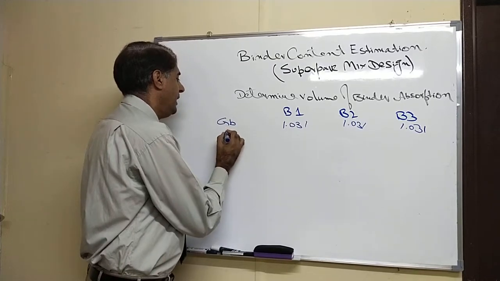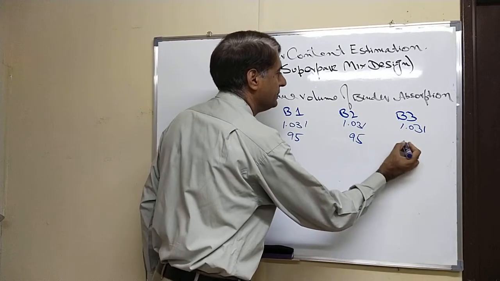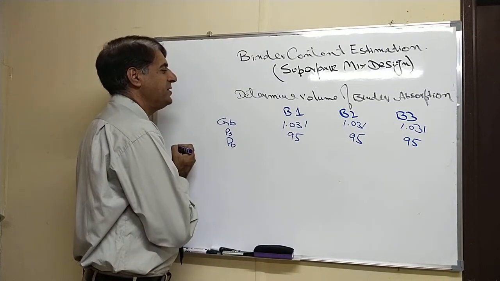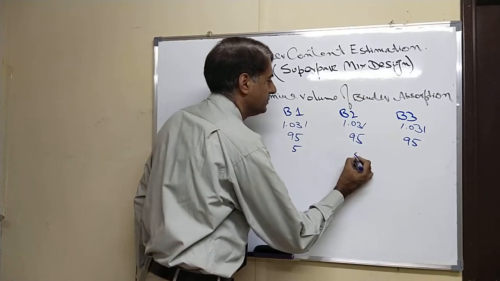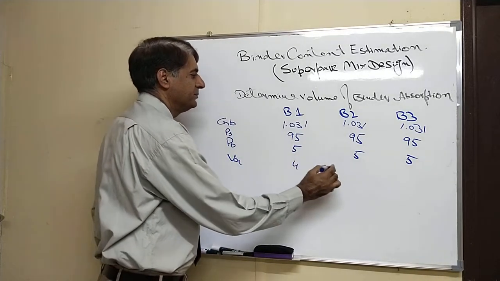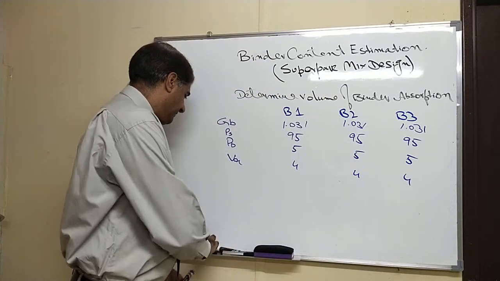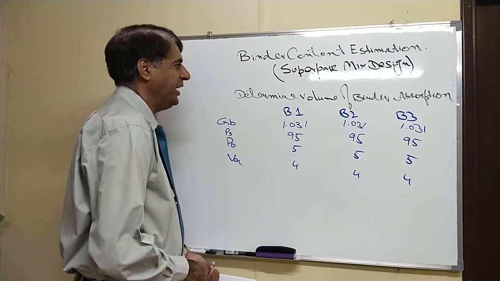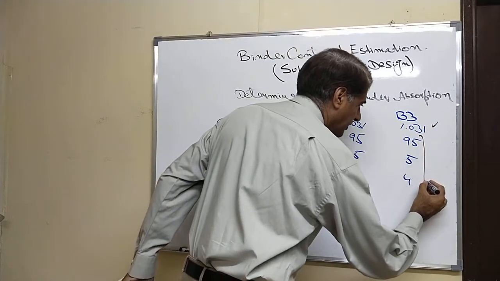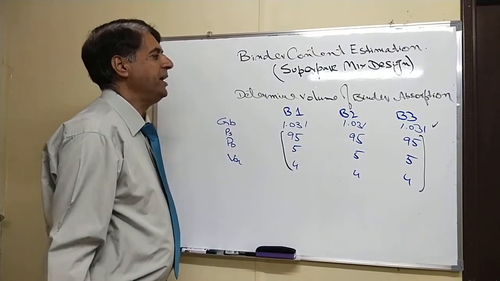Similarly, Ps, which I have already told you, is assumed 95%. Then Pb, binder percentage, 5%. Next one, air voids, Va, it is 4%. So when I have written these values, I would like to tell you, this is from the computation, and these are the assumed, these are the values coming from the specification. Whatever I highlighted, these are the values coming from the specification.